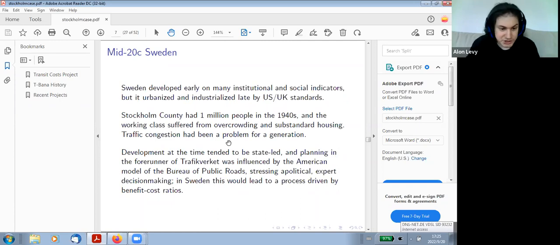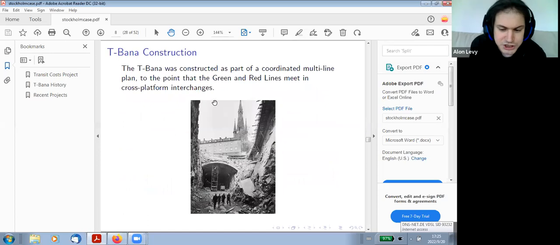That's the institutional situation. The construction, importantly, was coordinated. So this is, I believe, the construction of T-Centralen. This is the meeting point of the green and red lines. The third line, I mean, it's also the meeting point of the blue line. So the three lines, the green, red, and blue, would all meet at a single point.